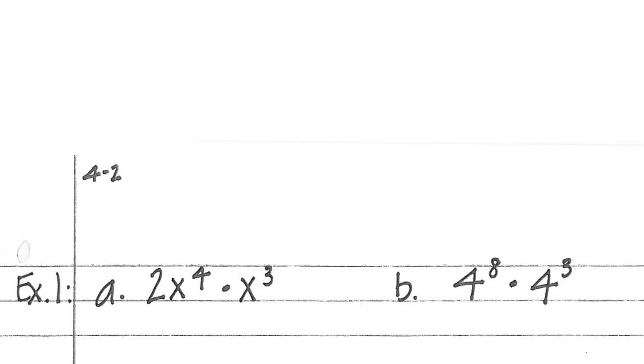So let's look at a few of these. Always go back to your properties. 2 times invisible 1 is 2, x to the fourth, x to the third. Remember, when I multiply, I add. All right, we just talked about this. When I multiply the bases, I add the exponents.